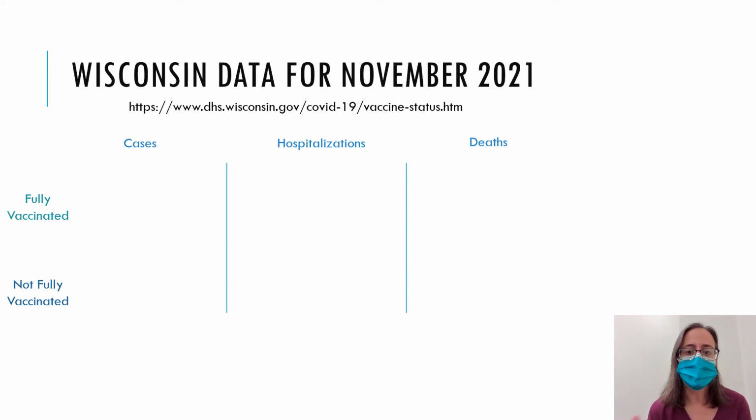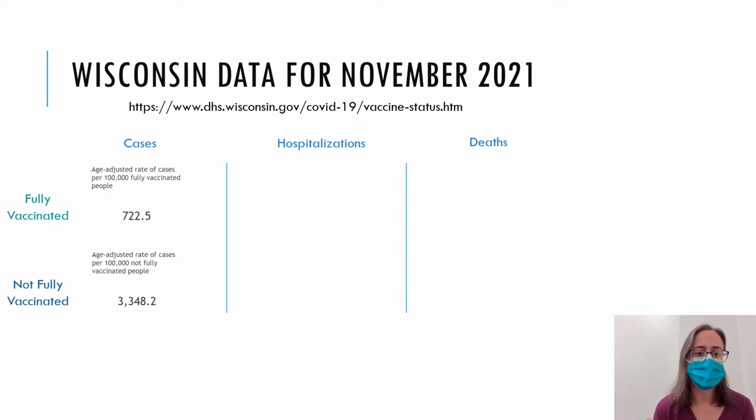So again, this is November data. And so for cases, the incidence rate in fully vaccinated people was 722 for the month. So you're like, oh, that's a lot higher than the daily rates we saw in New York City. Yeah, that's because that's for the month. And in the not fully vaccinated people, we see it was over 3,000. So it was quite a lot.